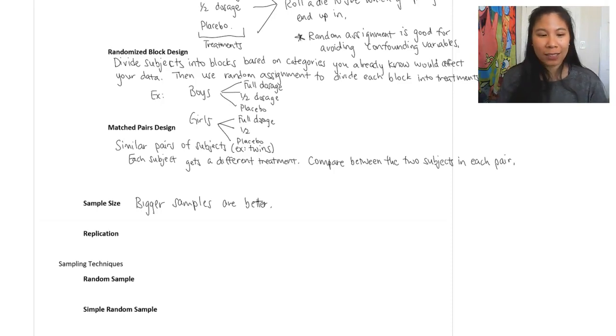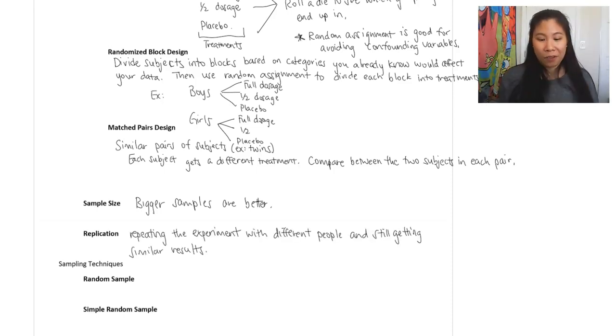And the last key element of experimental design is replication. Replication means that you would be able to redo this experiment with different people and still come up with similar results, because that really proves that your experiment worked and that it was designed well. Okay, those are the four key elements of experimental design: control, randomization, sample size, and replication. If you have those four things in an experiment, then you have a well-designed experiment.